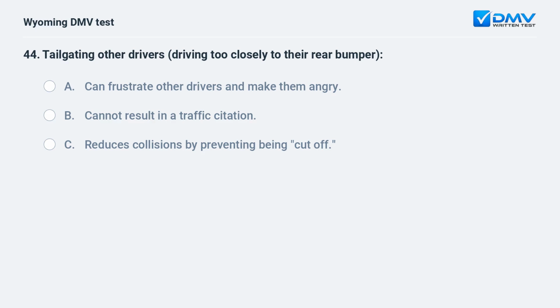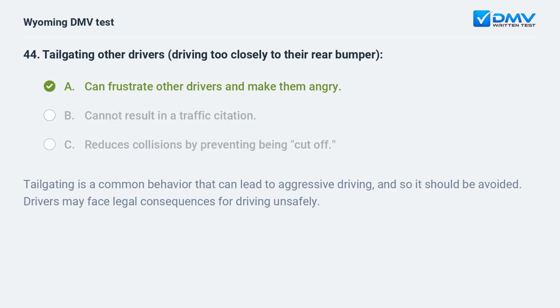Tailgating, other drivers driving too closely to their rear bumper. A. Can frustrate other drivers and make them angry. B. Cannot result in a traffic citation. C. Reduces collisions by preventing being cut off. A. Can frustrate other drivers and make them angry. Tailgating is a common behavior that can lead to aggressive driving, and so it should be avoided. Drivers may face legal consequences for driving unsafely.